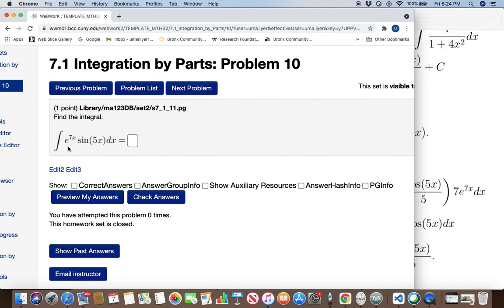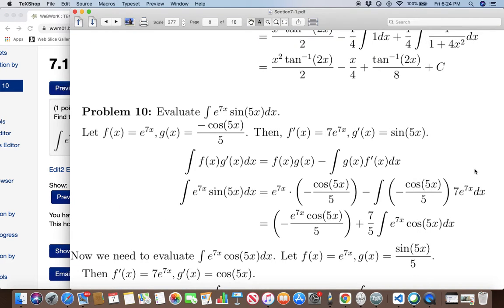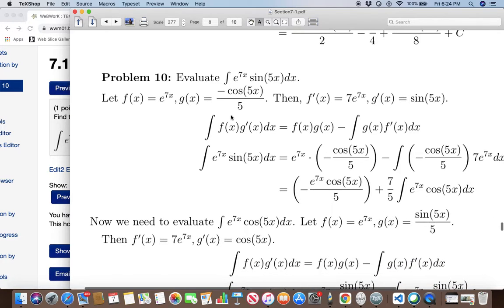Find the integral of e raised to 7x sine 5x. Let f(x) be e raised to 7x. g(x) is the antiderivative of sine 5x, that is negative cosine 5x over 5. Then f prime is 7 e to the 7x, and g prime is sine 5x.